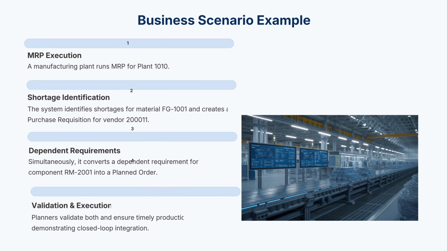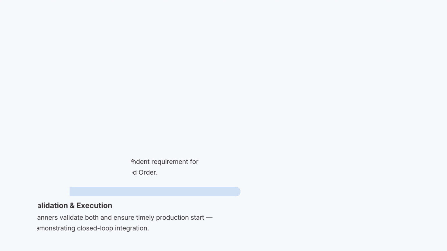Business scenario example. Let's apply this to a real-world scenario. A consumer electronics company runs MRP for Plant 1010. The system identifies a shortage for display panels and creates a purchase requisition for vendor 2011. Simultaneously, dependent requirements for circuit boards are converted into planned orders. This coordination ensures uninterrupted production schedules.